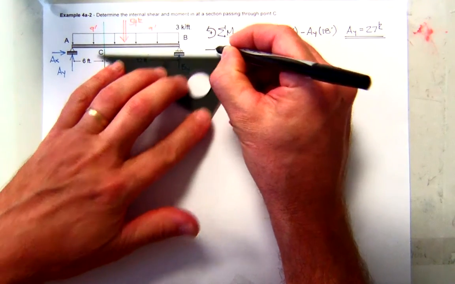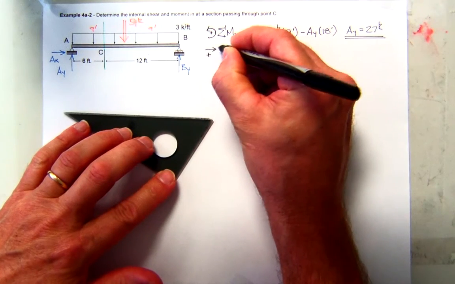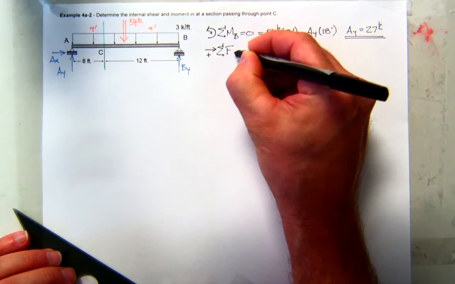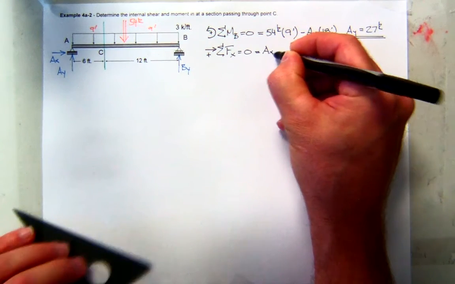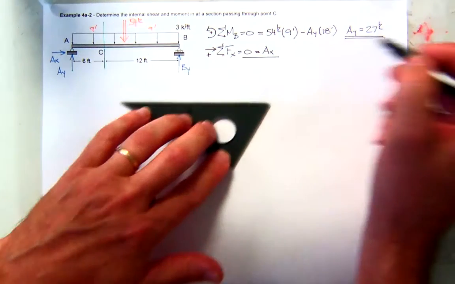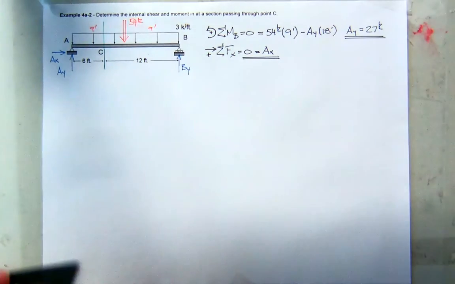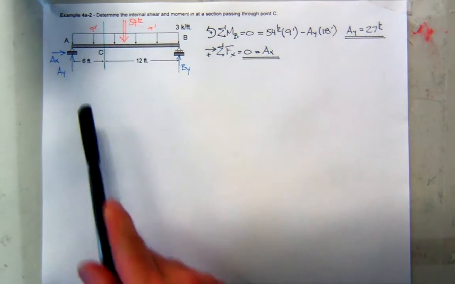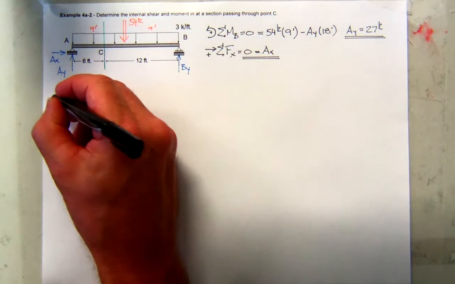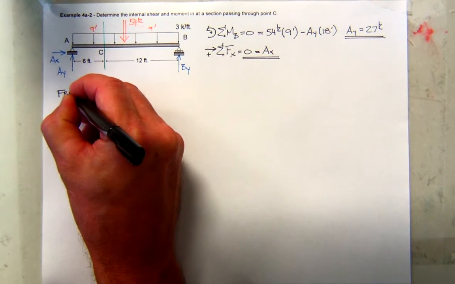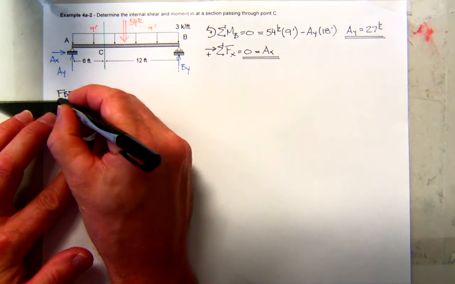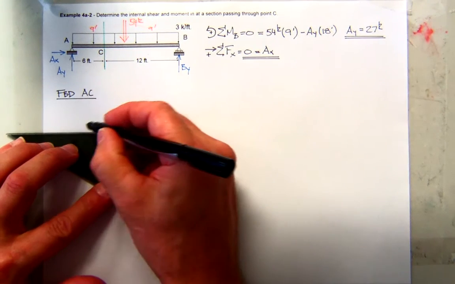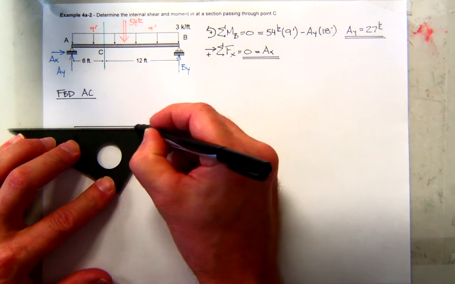Technically, I should show that if I sum forces in the x direction, all I have is AX, and therefore AX is 0. So now I have all my reactions. Now I can go and draw my free body diagram for my section here, which I'm going to call AC, from A to C. And I'll make it just a little bit bigger.